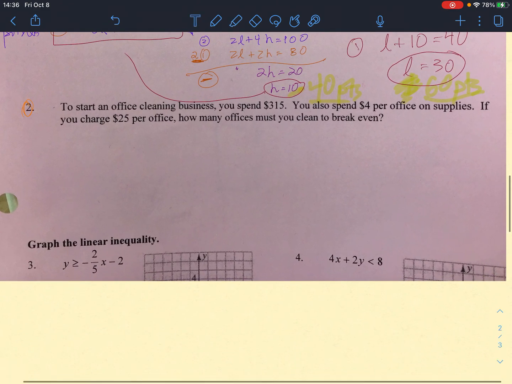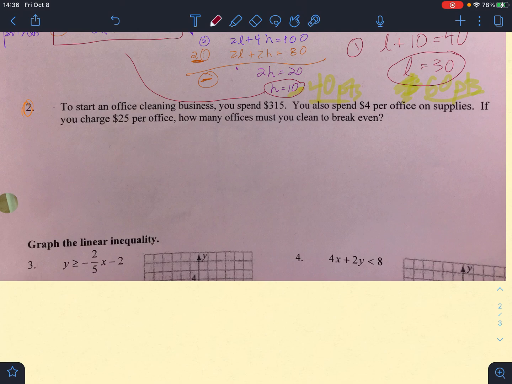Okay, this one, similar to the dinners, I'm going to make: we clean offices. We're going to start this business. We've got to buy $315 to start an office cleaning business. How come? We're going to buy uniforms for our staff. We are going to supply them with gloves, masks, hats, so they look professional, and also basic cleaning supplies like sanitizer, mops, etc. So we have to spend an initial amount, $315, one time.